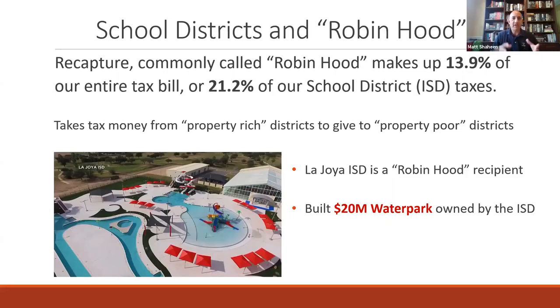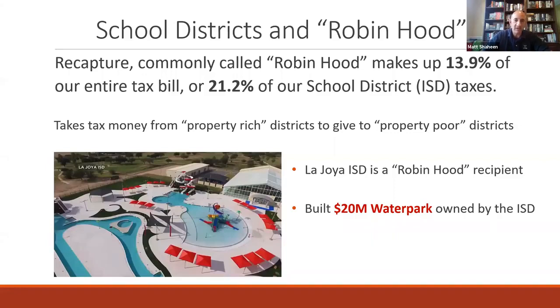The intent was to take a small portion of their property tax receipts and distribute them out to some of the property poor ISDs. These were ISDs that just didn't have the property valuations to generate enough income to cover the cost of education in their district. Well, now Robin Hood has substantially grown, and you have independent school districts like Plano that really get punished.